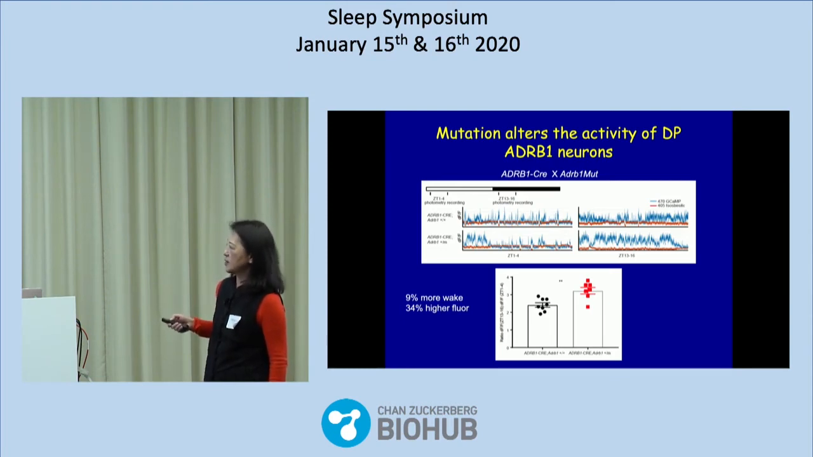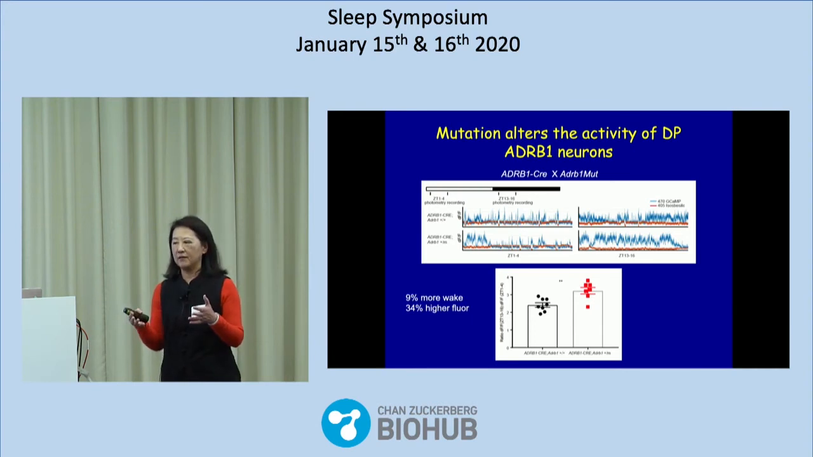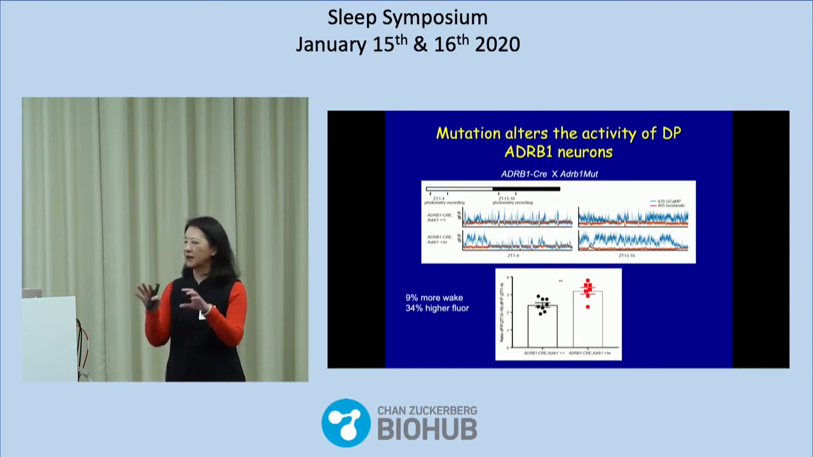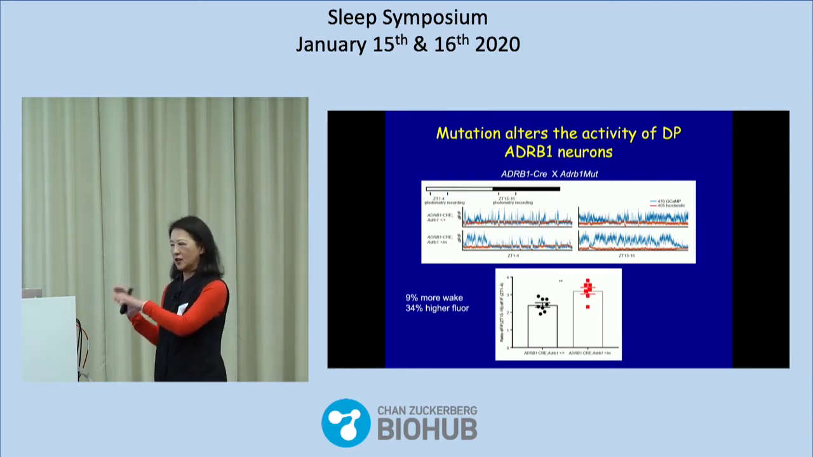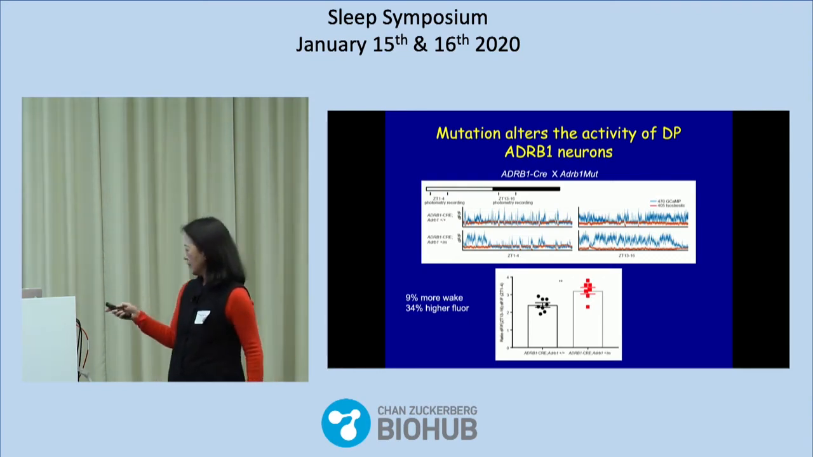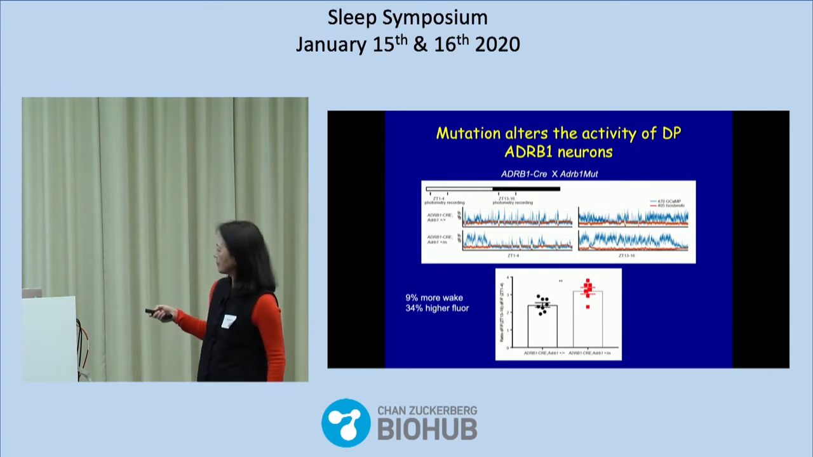Now, it is very difficult to compare fiber photometry from different mice. So he decided to record the same mouse during both the light phase and the dark phase. Because in the light phase the mouse is mostly sleeping, he used the light phase as a baseline for the same mouse for the dark phase. After doing this for many mice, he found that the mutant mice's ADRB1 neuron activity is much higher than the wild type mice.